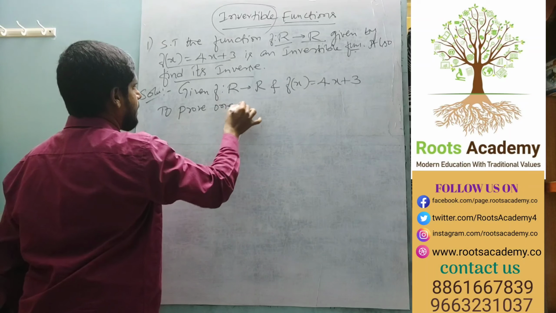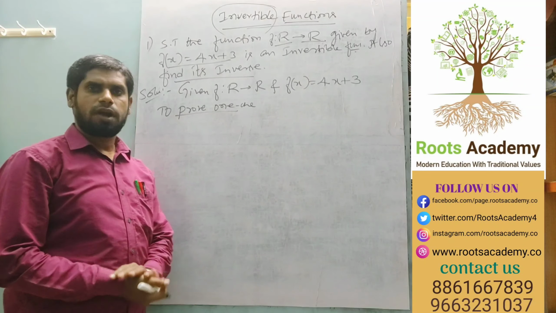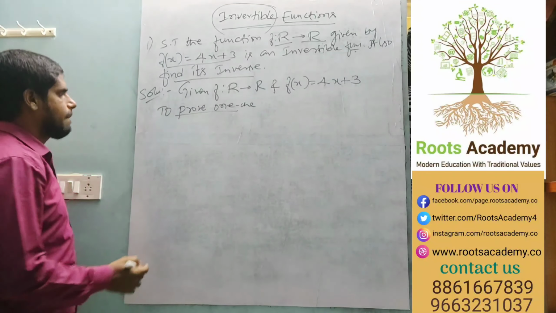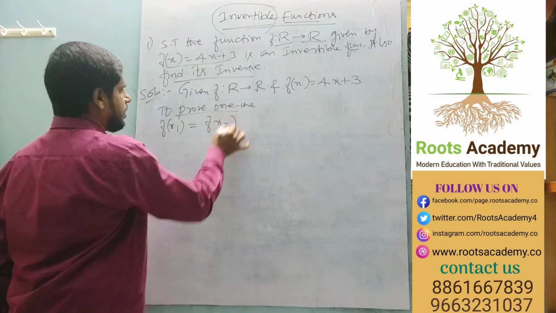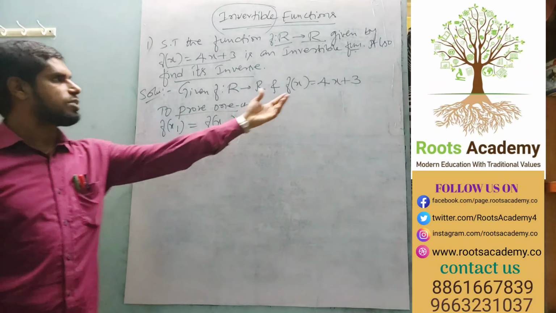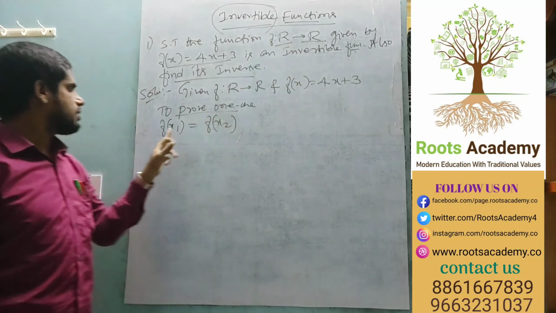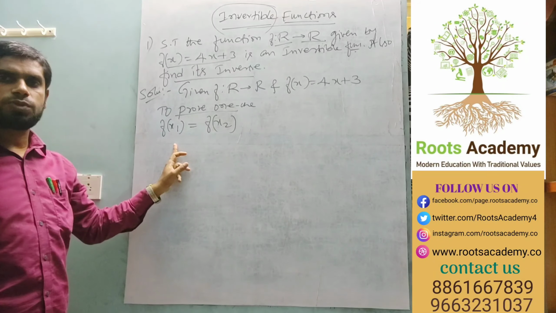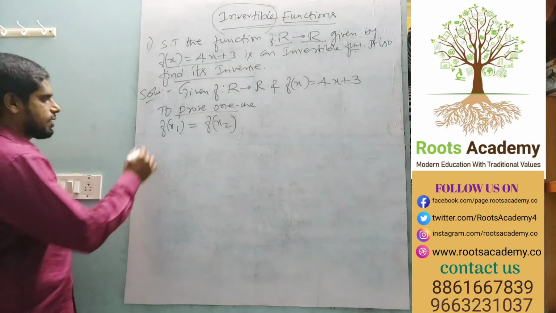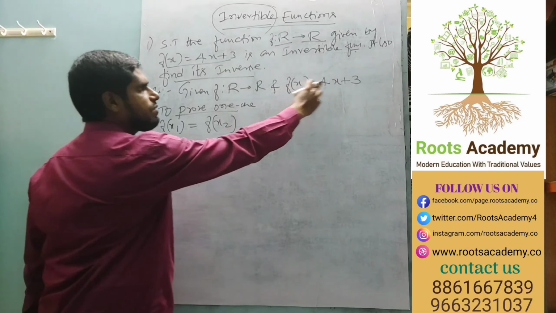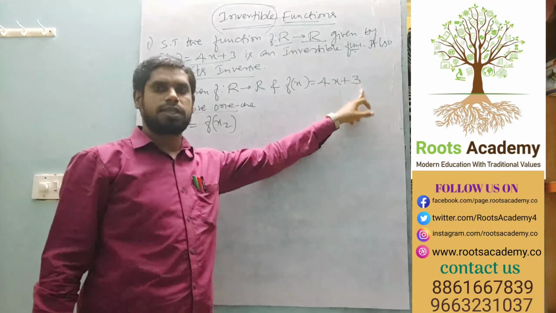To prove 1-1. Now students, we know what is the condition to prove 1-1 and what should be the answer. The condition is f of x1 is equal to f of x2. The same function we should take at two different values of the domain set, that is x1 and x2, and finally we should prove that these two values are equal. Let us check. So f of x means 4x plus 3. Like this, f of x1 is 4x1 plus 3.